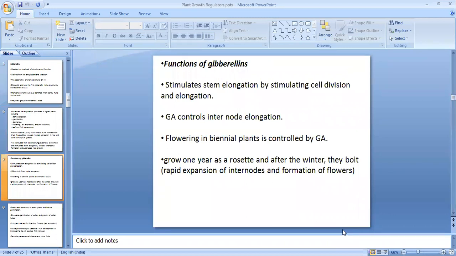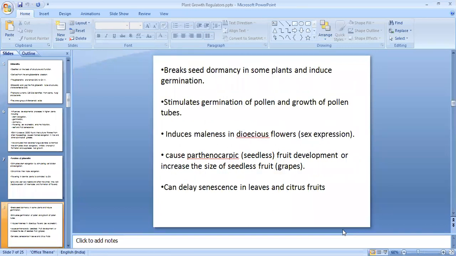The functions, again, are stimulative functions: stem elongation, node elongation, inducing flowering in biennial plants. Initially, they develop the rosette, and finally, they give rise to bolting, that is the rapid expansion of internodes and the formation of flowers. And it breaks seed dormancy, helps in germination, and induces maleness in dioecious plants. And also they are helpful in producing parthenocarpic fruits. This increases the size of the seedless fruits. They delay senescence in the leaves so that the flowering and fruiting can be induced.